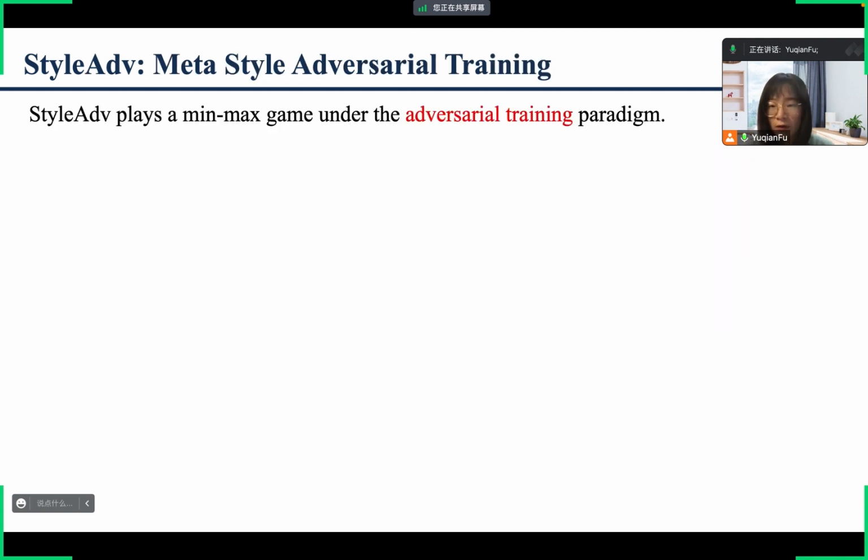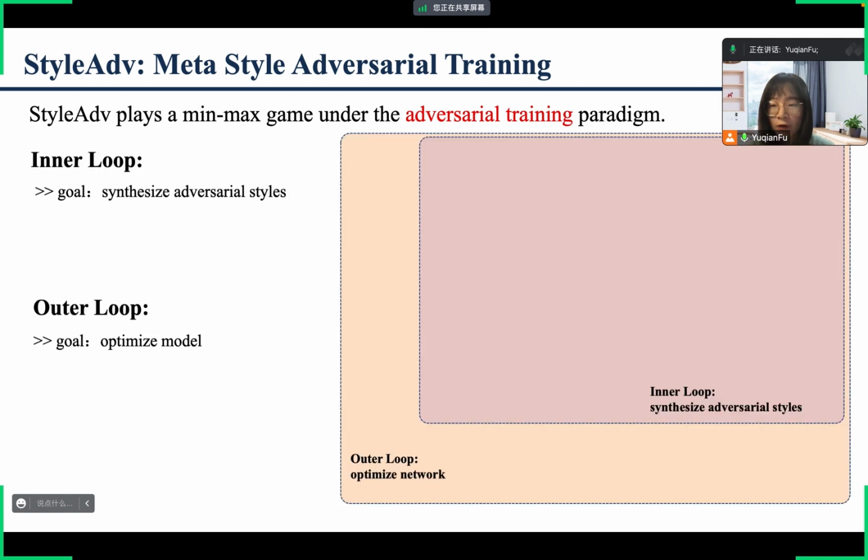This shows the whole framework of StyleAdv. Overall, StyleAdv plays a min-max game under the adversarial training paradigm. The inner loop synthesizes adversarial styles, increasing the training loss, while the outer loop optimizes the network, decreasing the training loss.